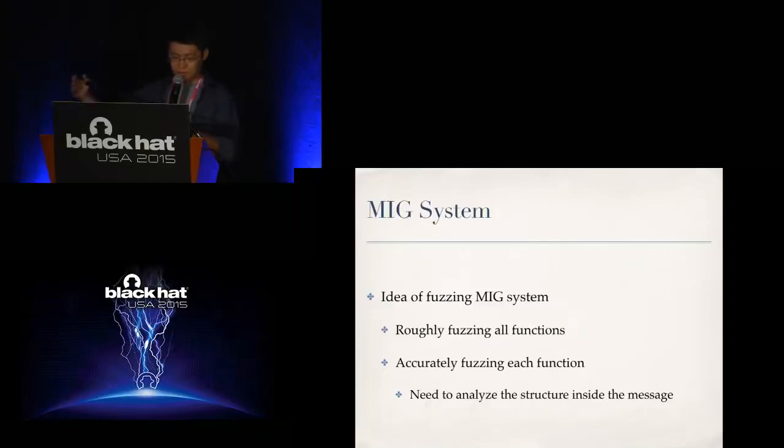So after locating all of these variables, you will know all the valid message IDs. When you get these IDs, it's possible for you to roughly fuzz all the subsystem functions, but the result may not be so good. So in our view, more accurate fuzzing must be used to fuzz the MIG system. That means for different functions, you need to look inside the functions and figure out the structure inside the message, so that you can really fuzz these functions.